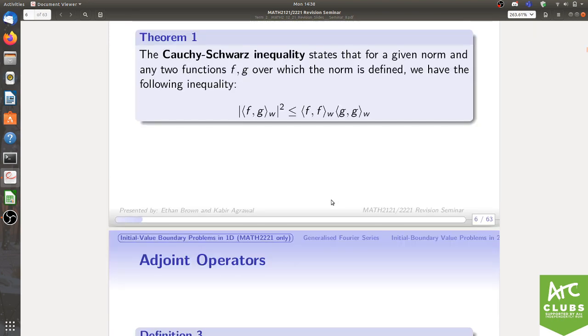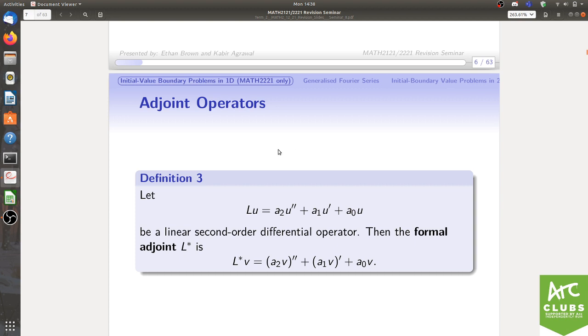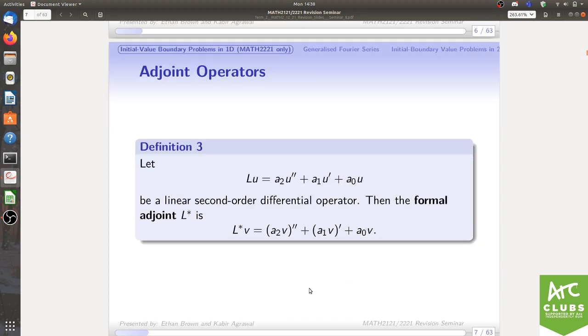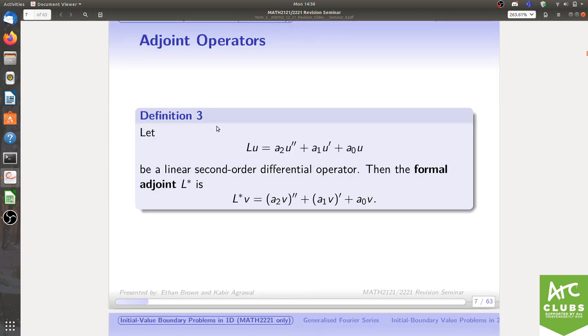Now, from the idea of inner products, we take a slight digression in terms of the idea of adjoint operators. This is primarily for the 2221 students. 2121 don't appear to cover this at all. So with the adjoint operators, the formal adjoint is basically derived by computing some alternative forms of expressions.